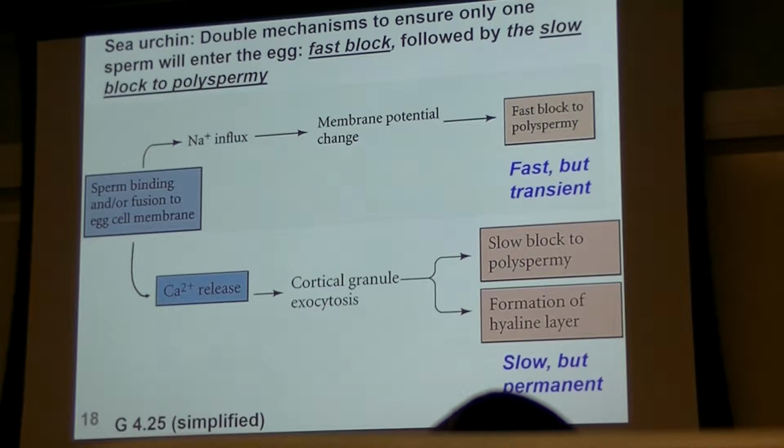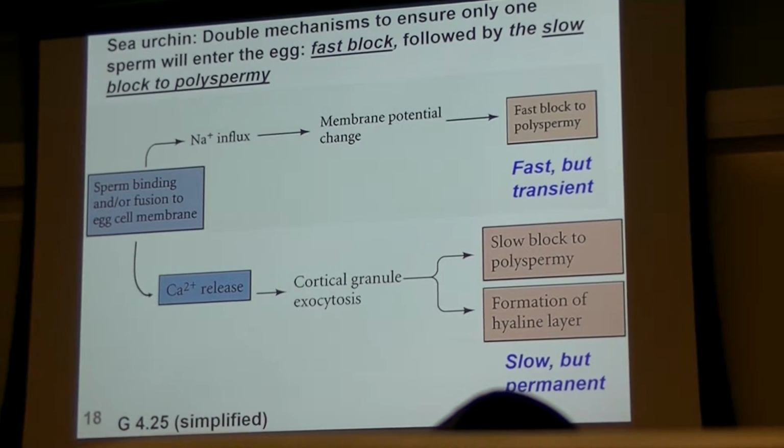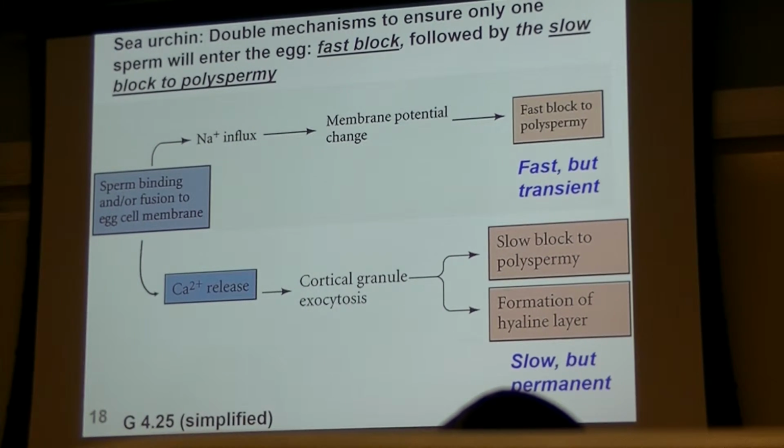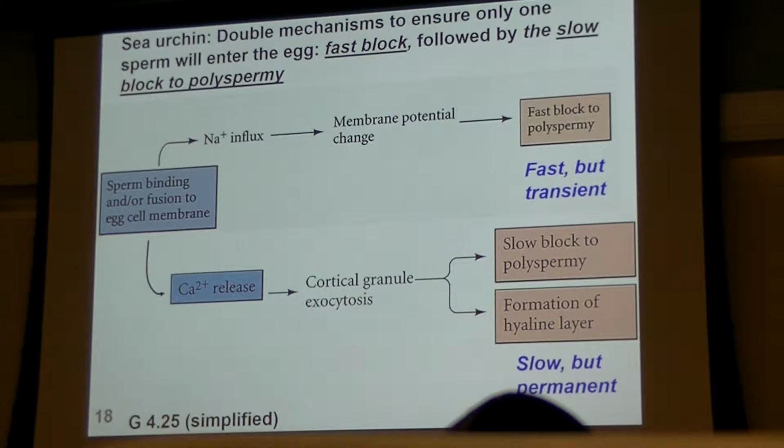Labeled them fast but slow. So one of the things that I may ask you on the test, and they say, here are some events, are they part of the fast block or are they part of the slow block? So we should be able to understand and recognize what's happening with each of these different mechanisms.